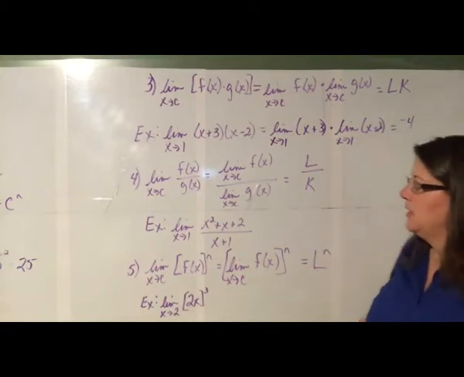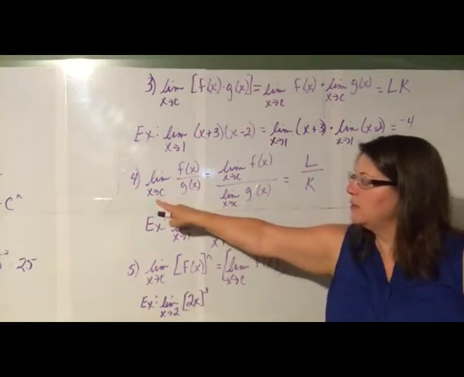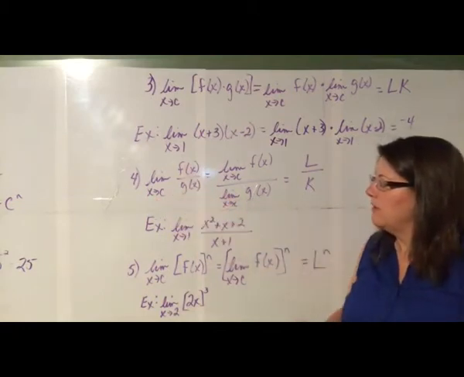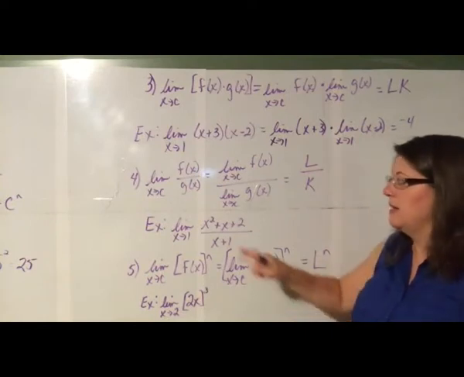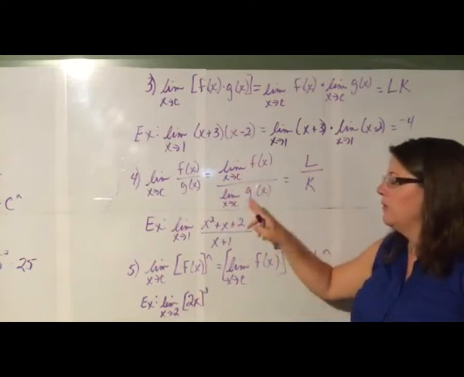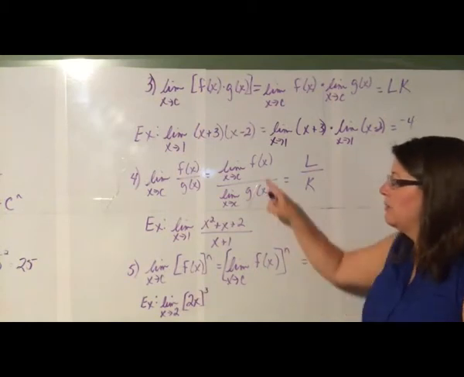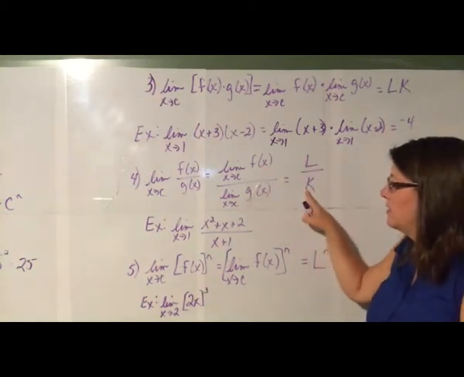All right, for this one, the limit as x approaches c of f of x over g of x, or divided by g of x. That's the same thing as taking the limit of the top over the limit of the bottom. So the limit of the top would be L, the limit of the bottom is K.